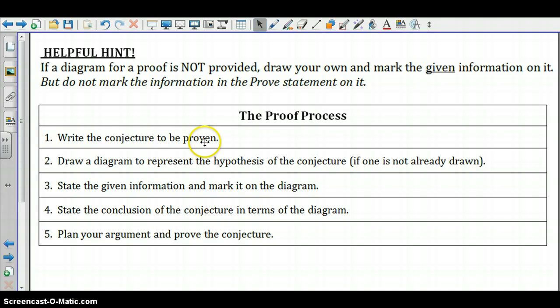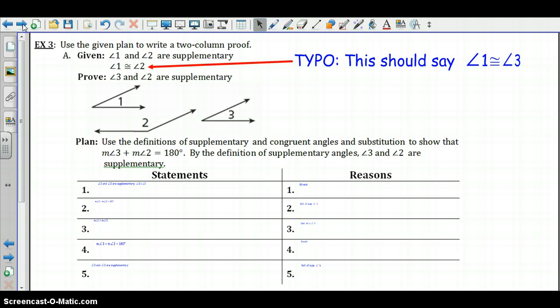Write the conjecture to be proven, draw a diagram to represent the hypothesis, state the given information and mark it on the diagram, and then state the conclusion in terms of the diagram. That just means look at the diagram, understand what about that diagram you are supposed to prove, and then lastly, plan out your argument and prove the conjecture. So let's take a look at example 3.